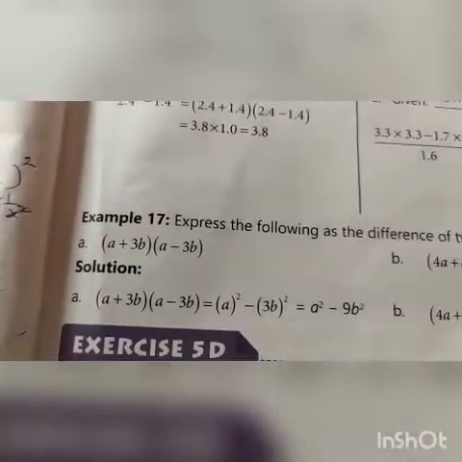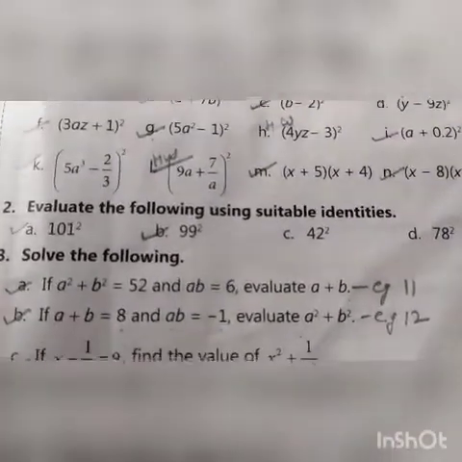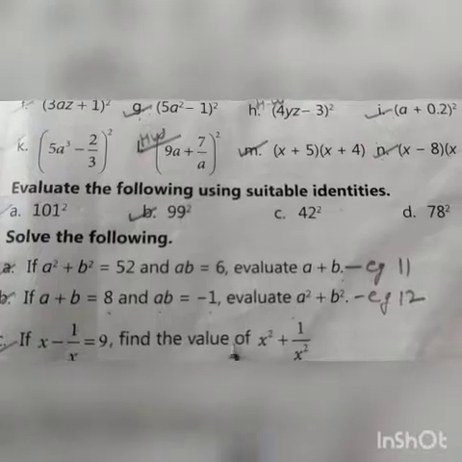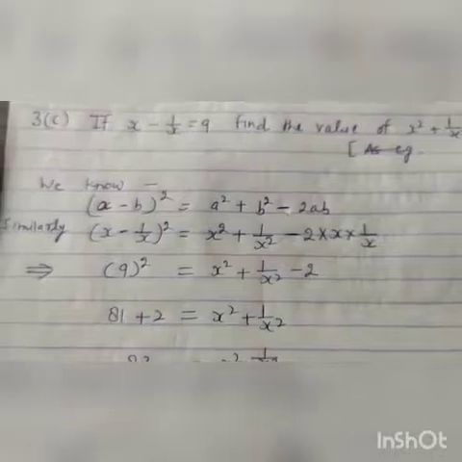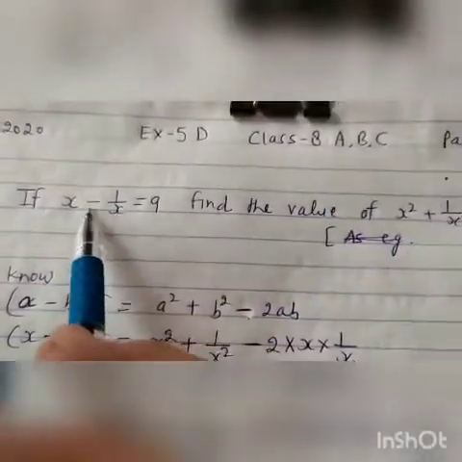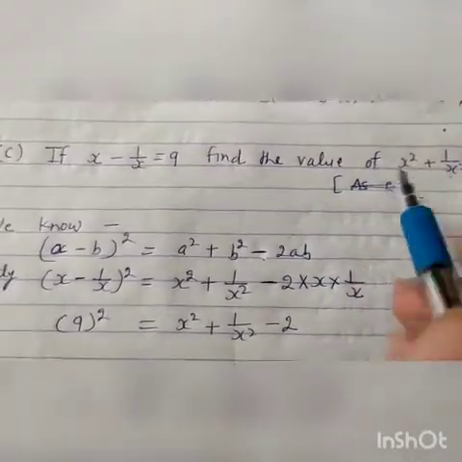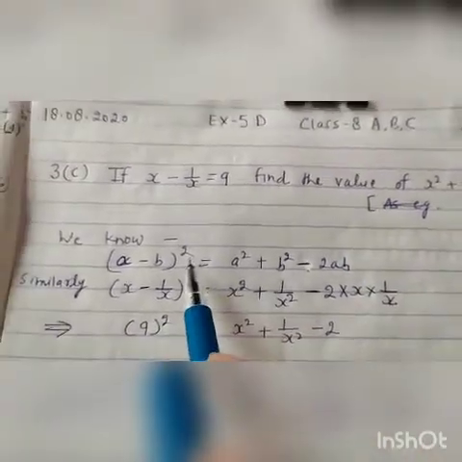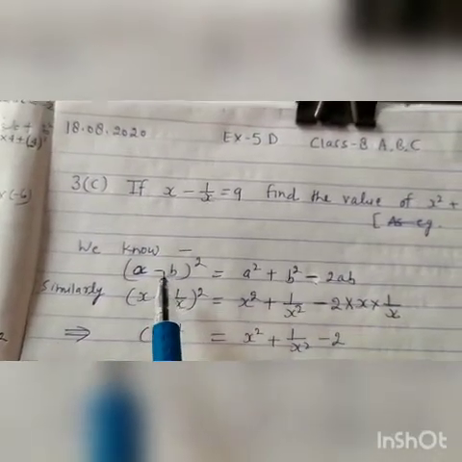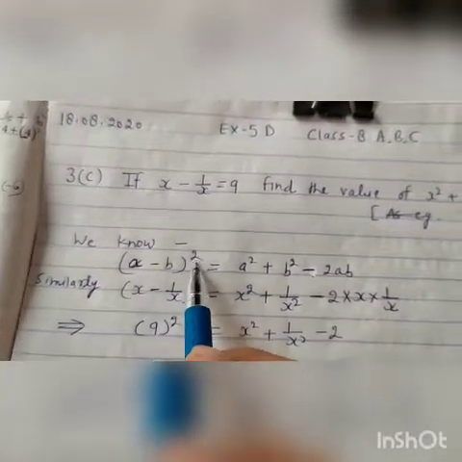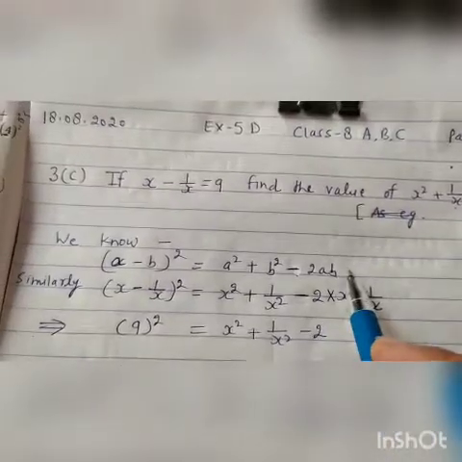Now come to part C. Its C part is, if x minus 1 upon x is equal to 9, find the value of x square plus 1 upon x square. See, it's the C part. If x minus 1 upon x is equal to 9, find the value of x square plus 1 upon x square. Among the identities which I told you, the second identity was (a minus b) whole square is equal to a square plus b square minus 2ab. So we will write this identity.